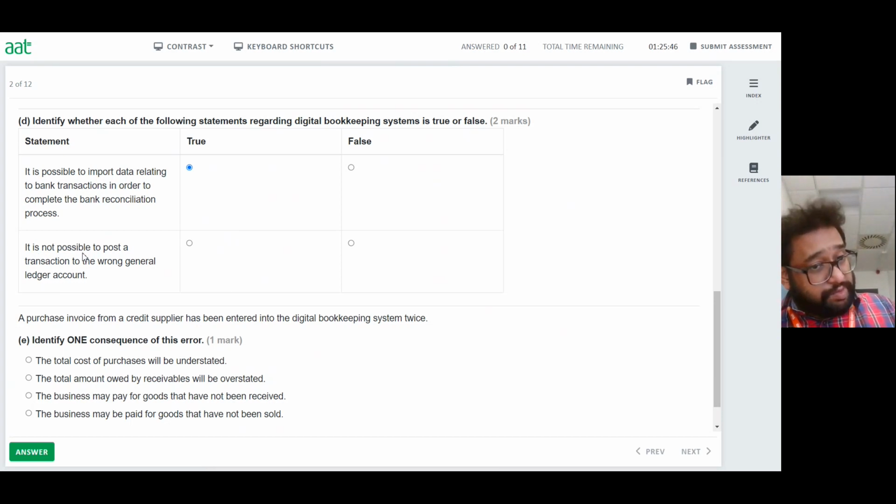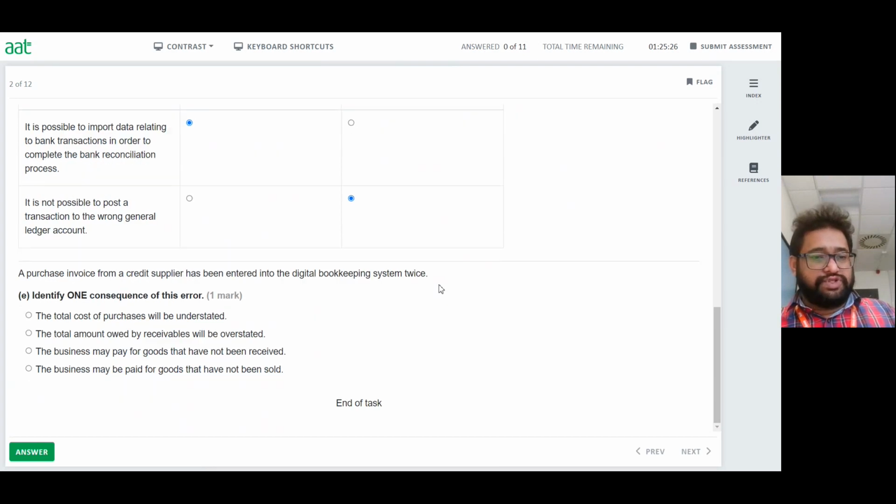It is not possible to post a transaction to the wrong general ledger account. That is incorrect, because it is possible. I can post something to a wrong type of account. As long as the person entering the data and the system do not have the right knowledge, you may end up using the wrong account. So therefore, it's definitely false.